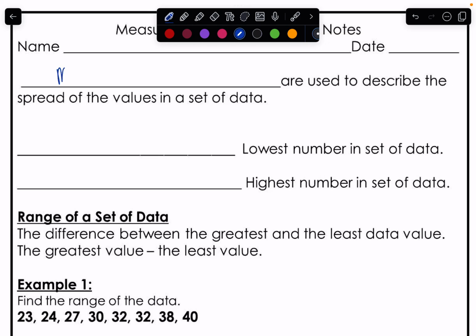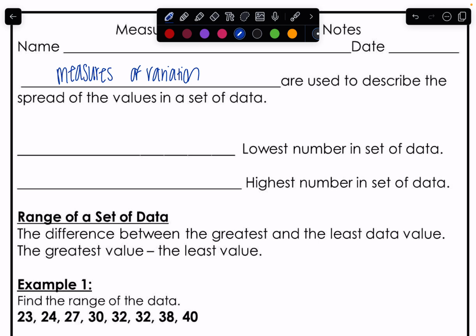Variation, that is the first blank. So what are they? Measures of variation. They are used to describe the spread of the values in a set of data. We've been dealing with one already. We've been dealing with the median. Median is technically a measure of variation.